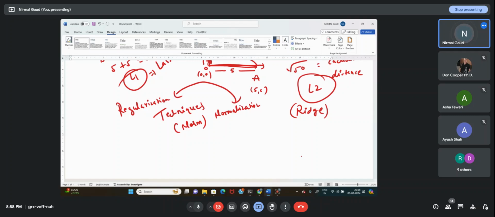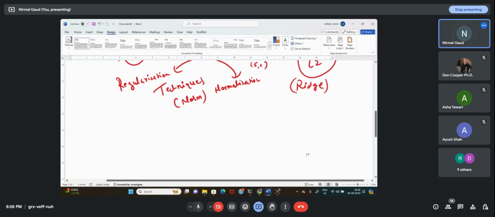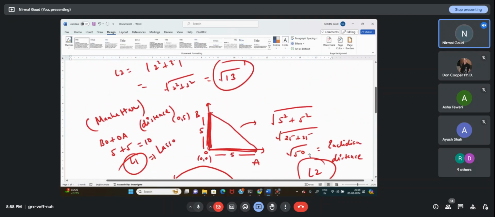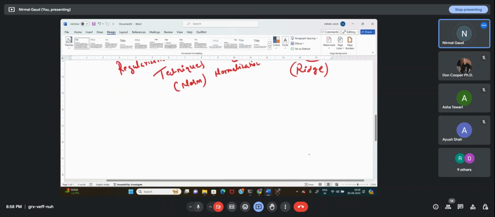Okay, all are same. Here the discussion went related to finding the distance. And I told that there are two ways to find the distance. One is L1, one is L2.